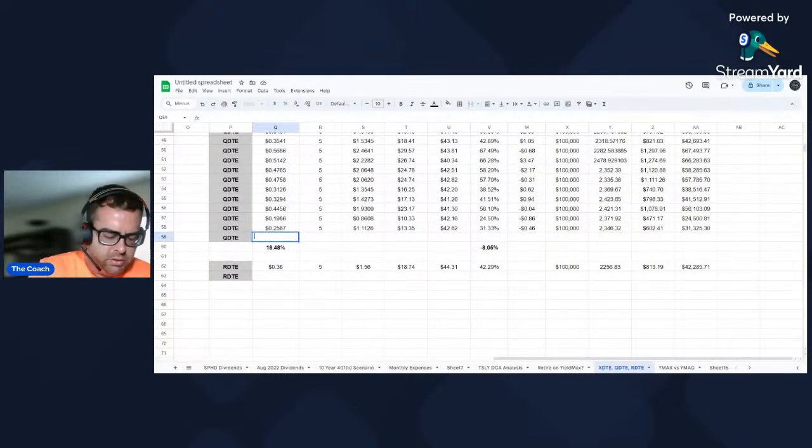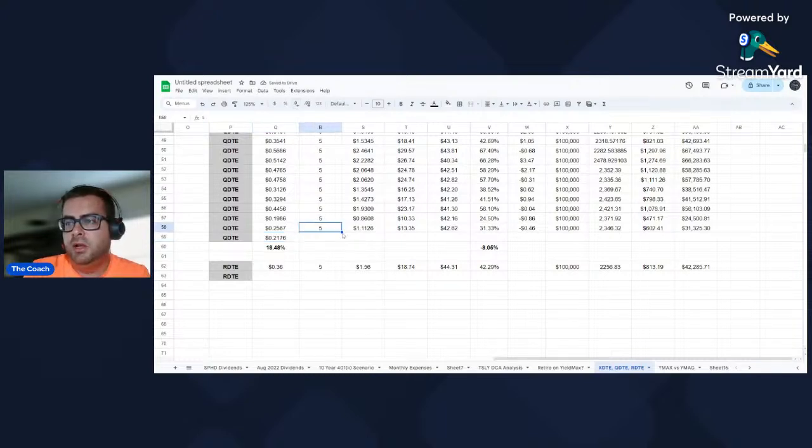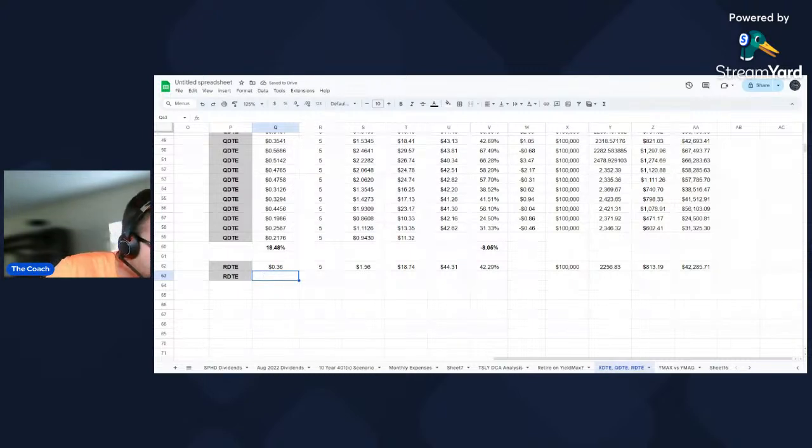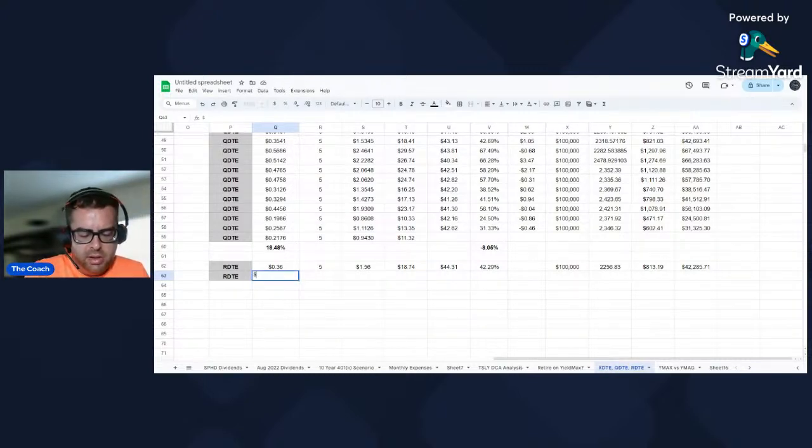QDTE is actually 0.217625. Let's put this in terms of dollars and cents here, which makes the most sense, right? Dollars and cents. Okay, so there's that. 5 trading days. Go ahead and do what we have here. So that's 94 cents a month. That's $11.32 a year. And then for RDTE, we actually expanded upon what we had last week, which was 38.6 cents.